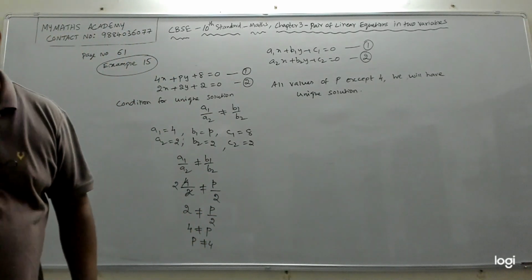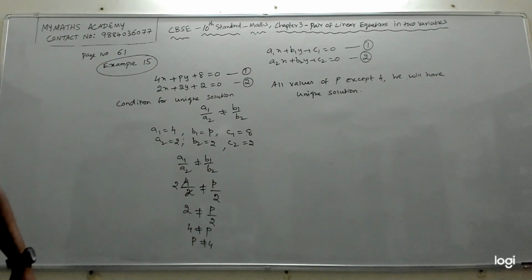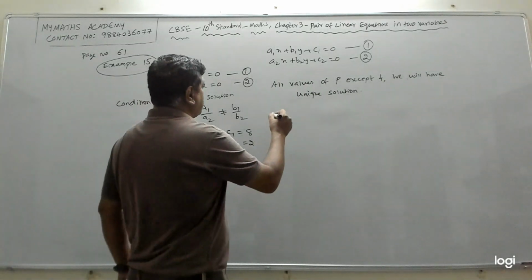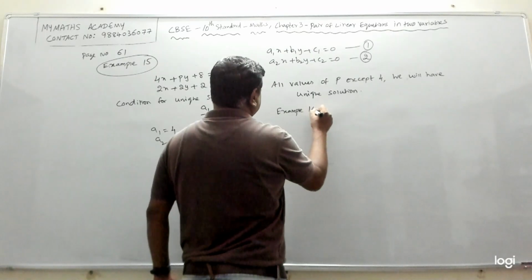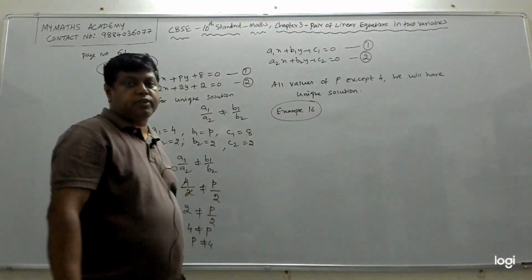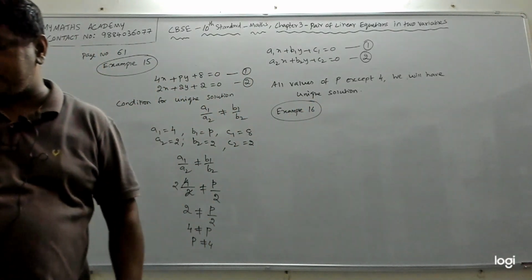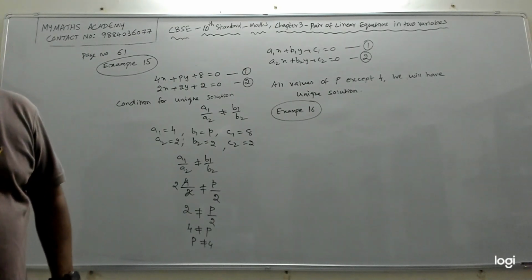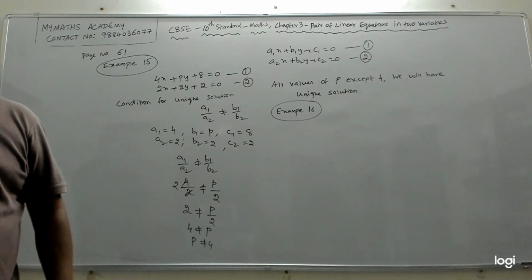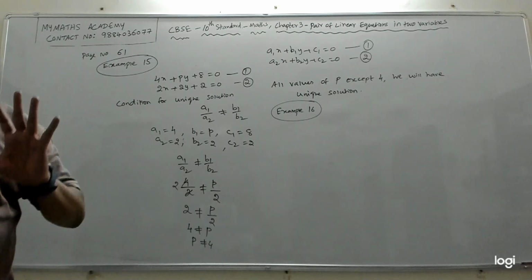Fine. Now let's go to example 16. Example 16 is an important problem. What it says is, for what values of K will the pair of linear equations have infinitely many solutions?